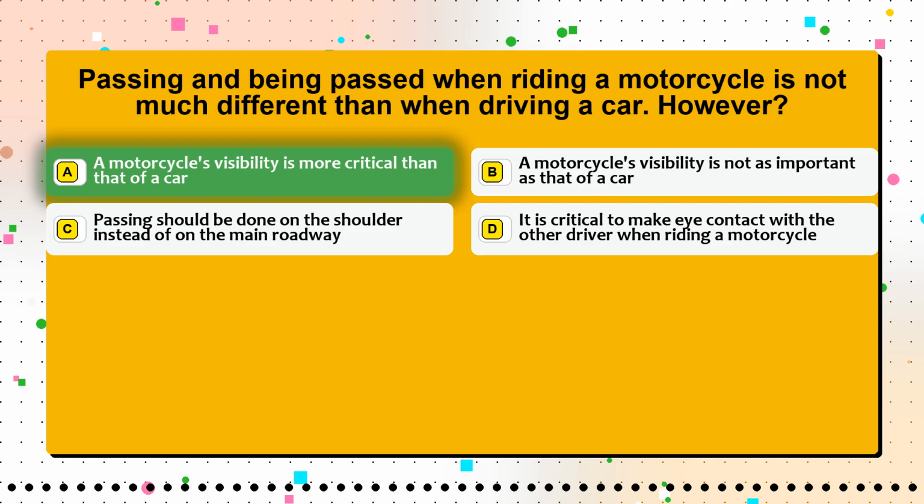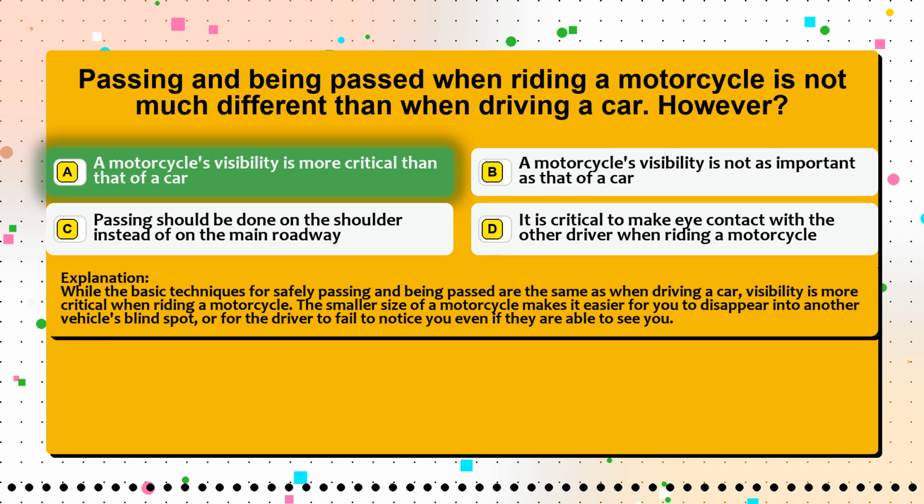The correct answer is option A. A motorcycle's visibility is more critical than that of a car. While the basic techniques for safely passing and being passed are the same as when driving a car, visibility is more critical when riding a motorcycle. The smaller size of a motorcycle makes it easier for you to disappear into another vehicle's blind spot, or for the driver to fail to notice you even if they are able to see you.